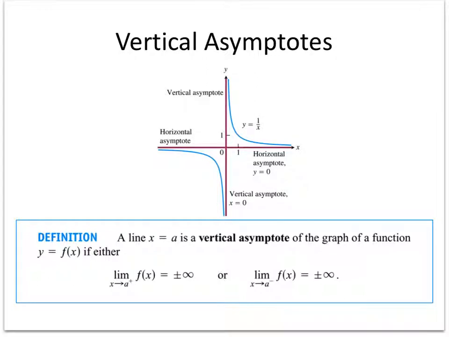So a line x equals a is a vertical asymptote of the graph of a function if, and notice this is saying from the right side, I'm heading towards plus or minus infinity. In this example here, of course, I'm heading to infinity. If I'm heading from the left side, it could also be going to infinity. We'll have an example of that, or in this case, heading down to minus infinity. And I know you say, woohoo, that's it. That's not it.